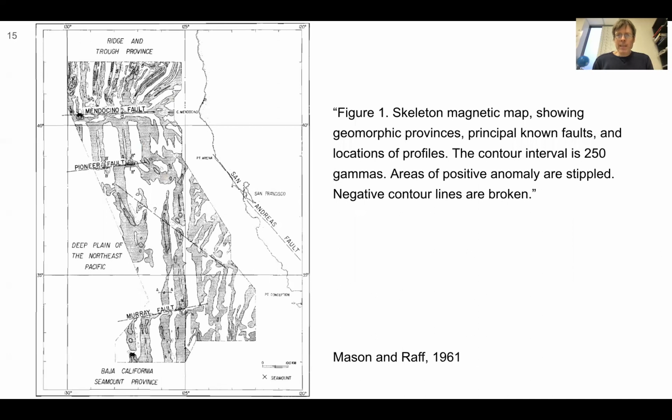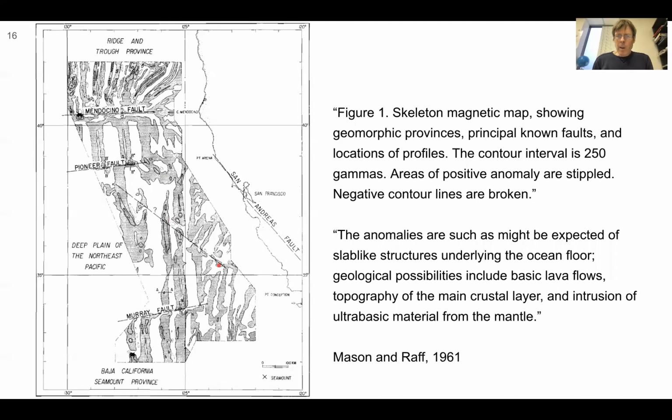Three years later, 1961, figures showing a little more of this, and now instead of the contour lines are just shaded regions. Areas of positive anomaly are stippled, the shaded ones, negative contour lines are broken. So here, basically, you can see again this striping pattern. This is San Francisco, San Andreas Fault. So we're looking west of California at the seafloor and showing a larger version of these patterns.